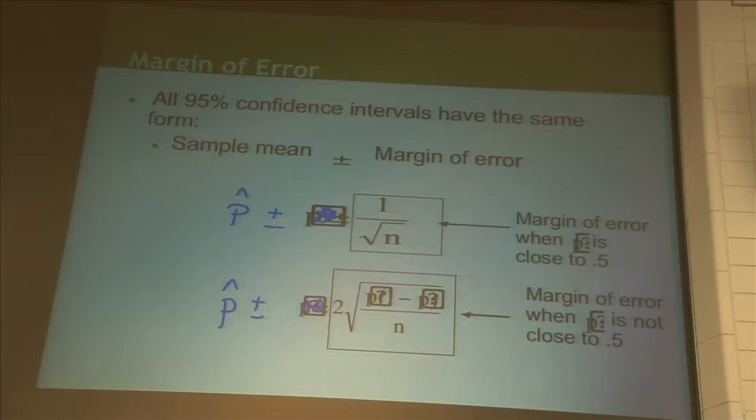Your sample proportion, and then you always add to get one end of your confidence interval, and you subtract to get the other. You add and subtract the margin of error to get the confidence interval. And again, I apologize for my lovely note.